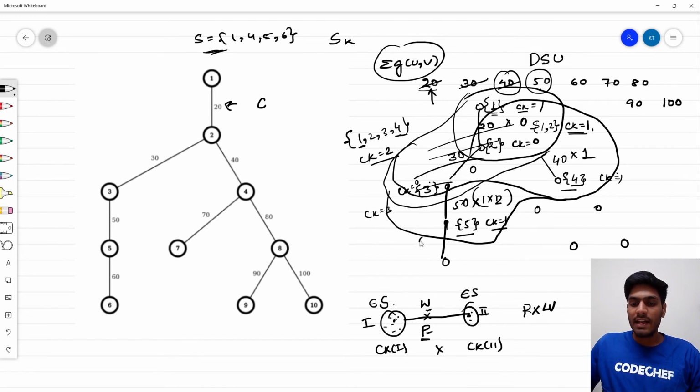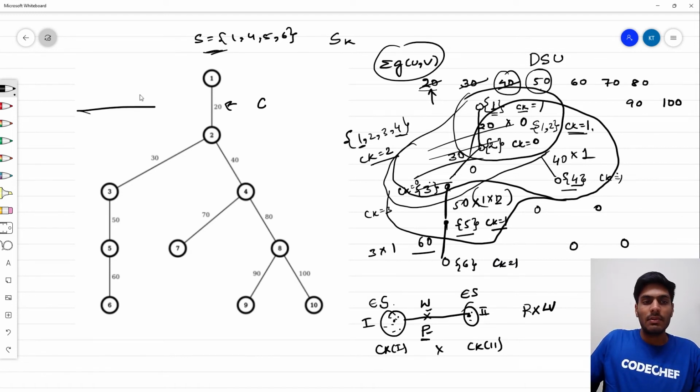Then we'll add the edge 60. Here 6 is there with CK 1. So the contribution of 60 will be 3 times 1. When we finally sum up, we have the contribution of 40 times 1, 50 times 2, and 60 times 3. So we get 320. Now, what good has happened here?